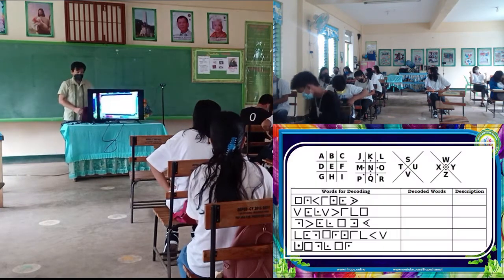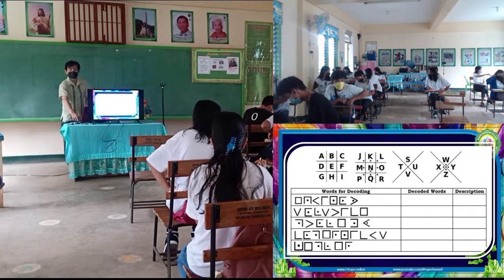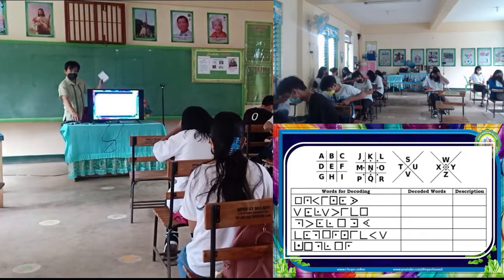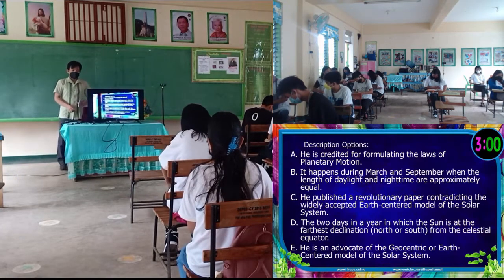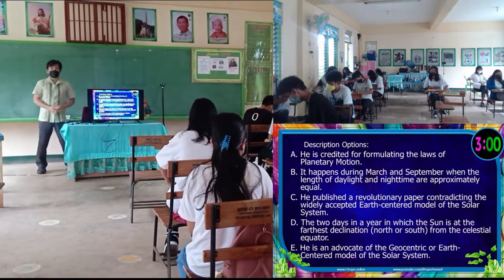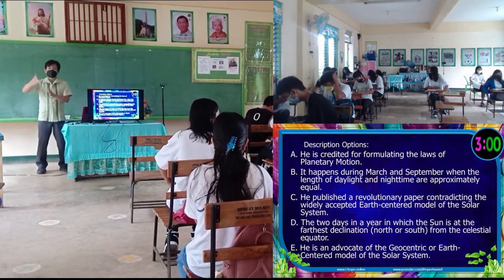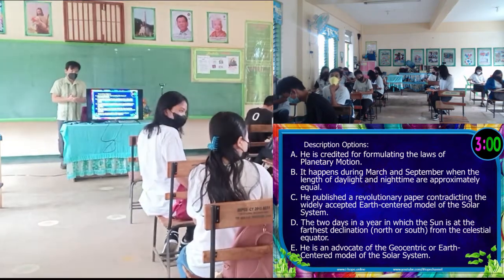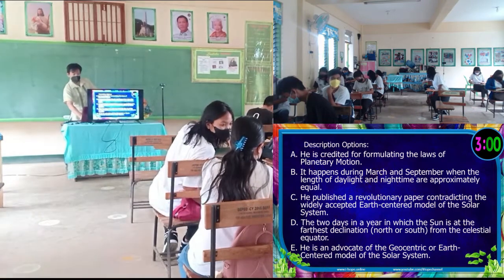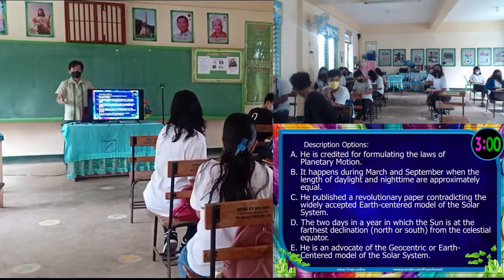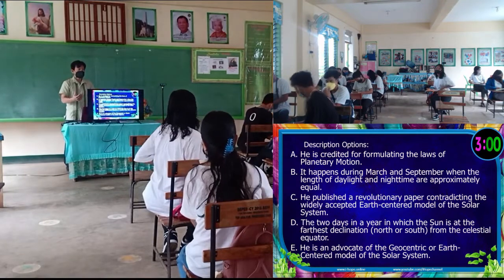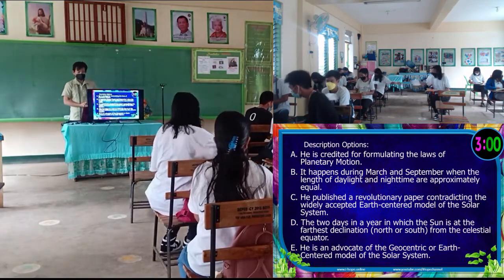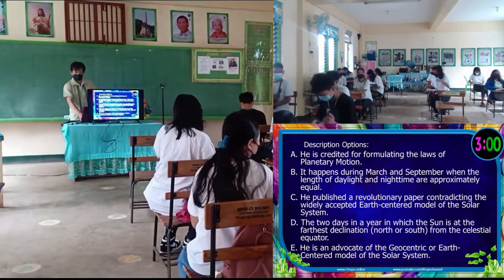So this is the picture of the graph given to you in the leaflet or in a strip of paper, and then these are the description options. So in the third column, you will write the description, writing the letter of your choice only. So you have here the timer. When I click, the timer will start, and that is the start of the 3 minutes allotted time. Okay, so ready?